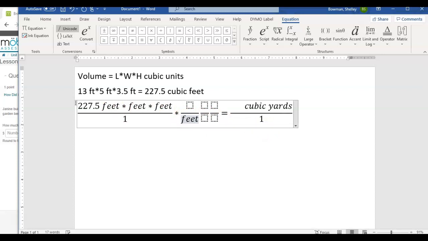So I'm going to put feet here. That would cancel out with one of those. I also need another feet to cancel out with this one. And the last one, again, I need to cancel out this last feet. That tells me I have one on top and on bottom 3 times, so they'll cancel out. Now I need to go in and put in the numbers for the unit conversions.